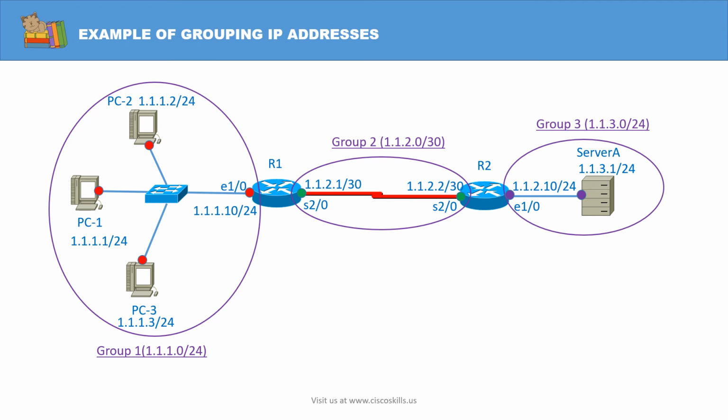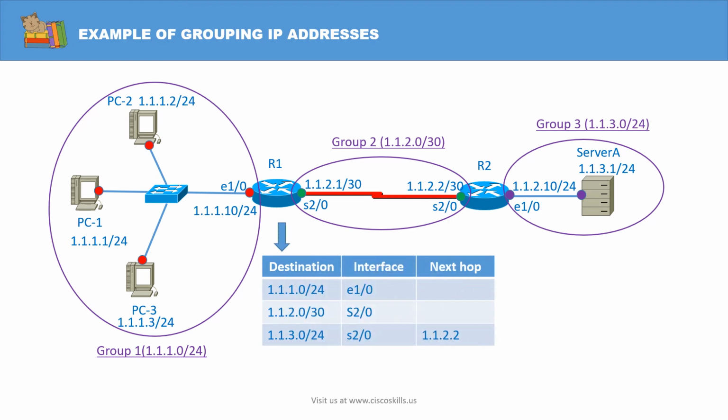After grouping, the routing table of router 1 looks like this. If the number of hosts in each subnet increases, the entries in the routing table stay the same, which makes the routing much more efficient.